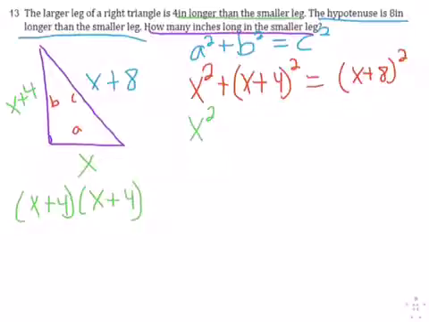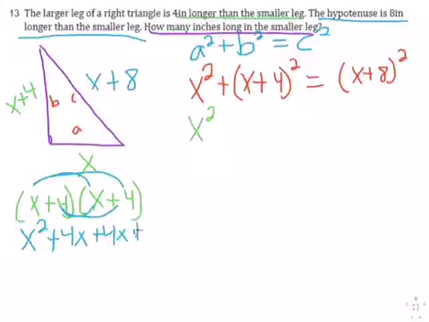Most of you probably learned a method called FOIL or double distribute. So we take x times x, and we get x squared. x times 4, and we get plus 4x. And then on the inside, we do 4 times x, and we get another plus 4x. And then we do 4 times 4, and we get a positive 16. Combine your two like terms, the 4x and the 4x, and we get x squared plus 4x plus 16.